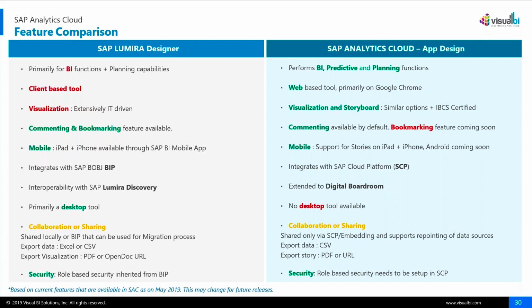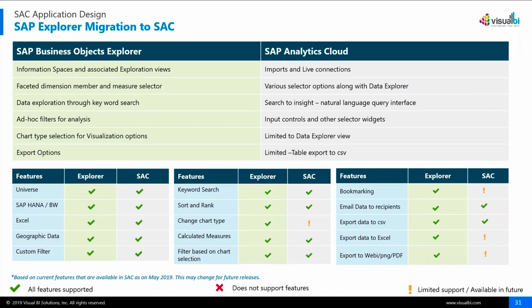But this can be done using SAML and single sign-on, where the Windows AD users can be brought into the SAP Cloud Platform. Let me not get into too much detail about the administration, as we can look into the other parts that we have in hand. So moving into the next slide, this is about SAP Explorer migration to SAC App Design, right?